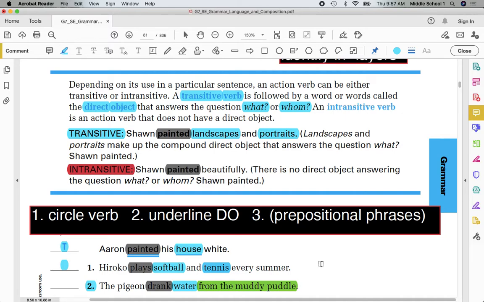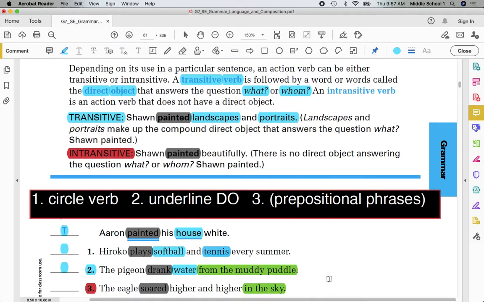Subject, pigeon. Verb, drank. Drank what? Water. Again, highlight or circle drank. Highlight or underline water because it's the direct object. And put parentheses around or use a different color from the muddy puddle prepositional phrase. Transitive.